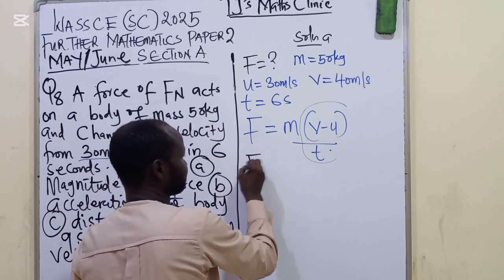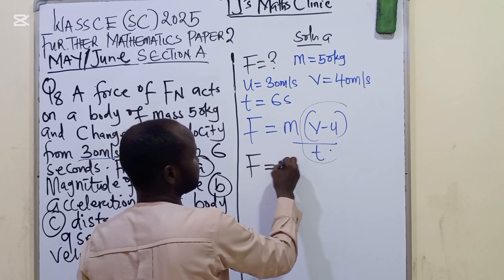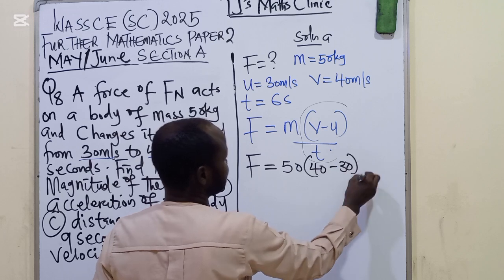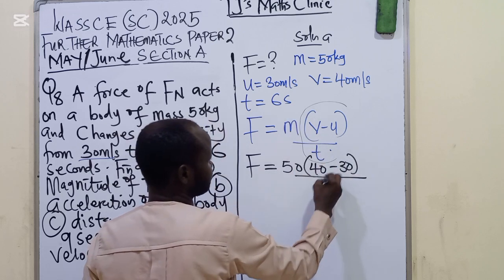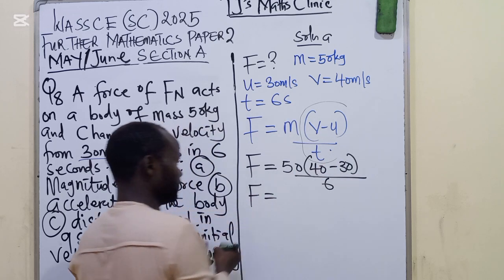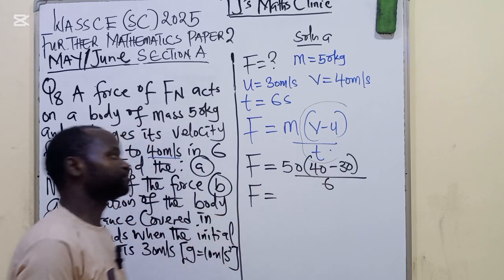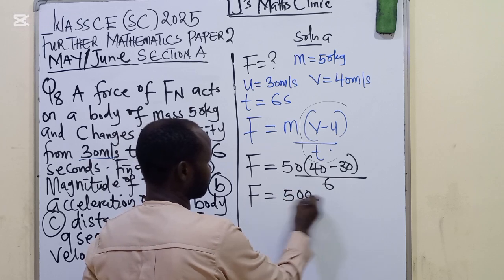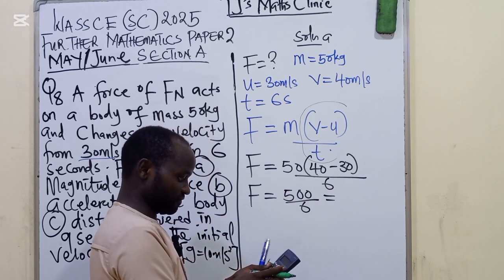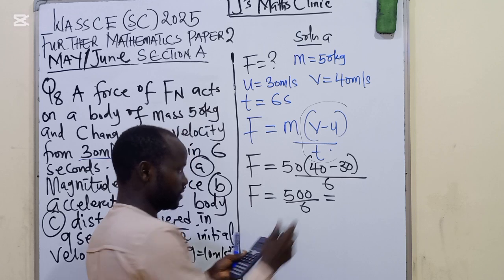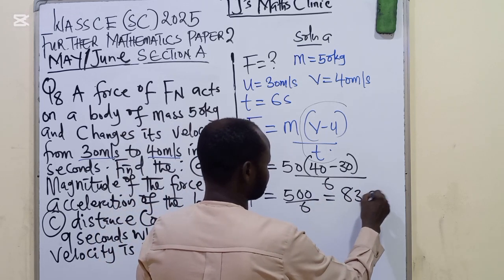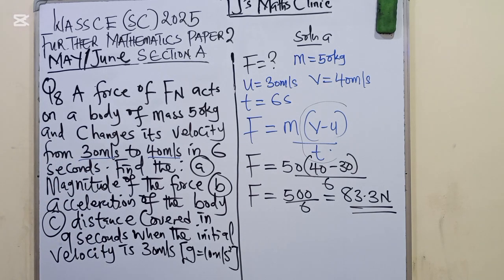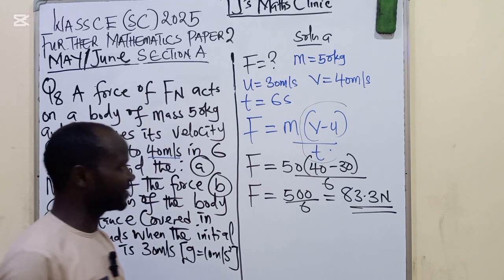So the force F now will be equal to, we can substitute M is 50 times V is 40 minus 30 divided by T, which is 6. The force F now will be 40 minus 30, that's 10, times 50, that will be 500 divided by 6. What will be the force? 500 divided by 6, we have 83.3 Newton to 1 decimal place. So this will be the magnitude of the force. So this will be the solution to A.